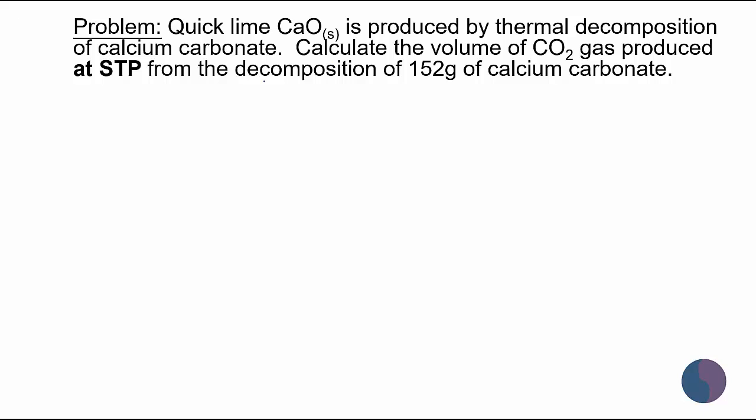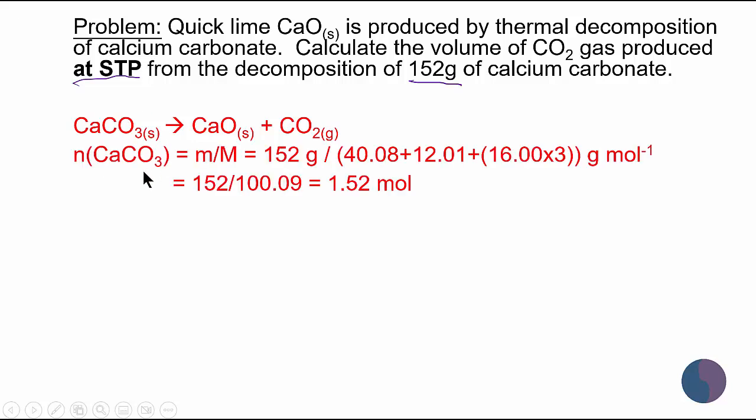So we have at STP, so we're not doing the PV equals nRT, which is coming up. We have a mass of calcium carbonate, and we have decomposition. So unfortunately, you're going to have to be good at writing your equations. Calcium carbonate decomposes to this, and so we need to know the number of moles of this. The number of moles of that is mass on molar mass. So we got 1.52 moles. Then we need to work out if we got this many moles of this, how many moles of that.